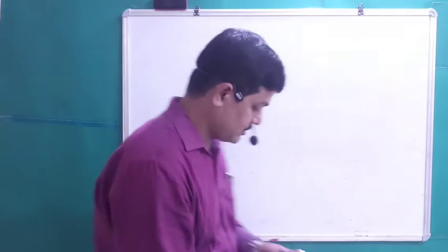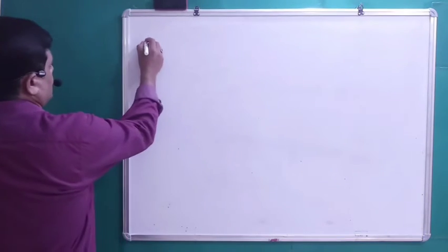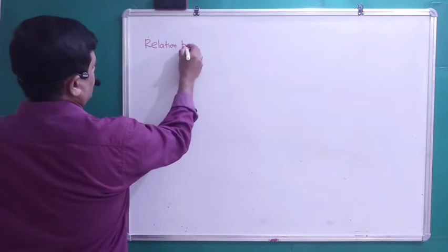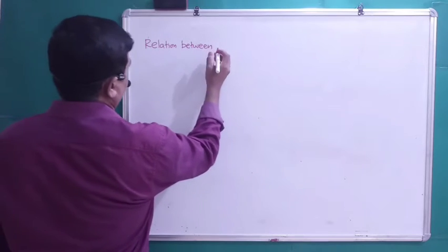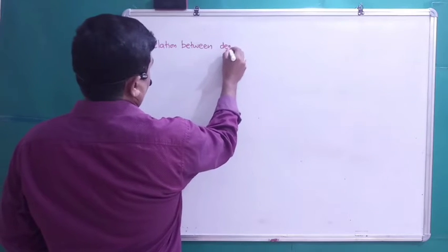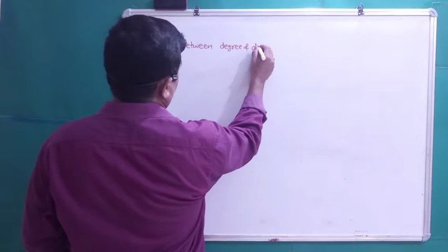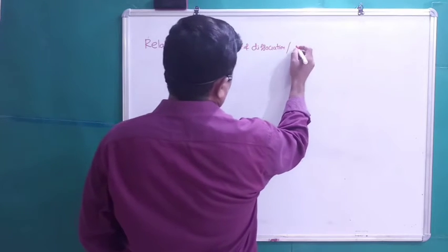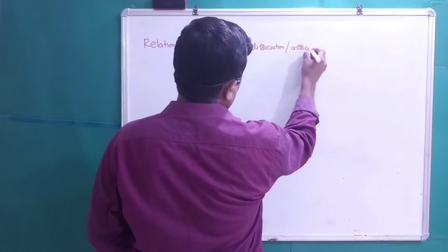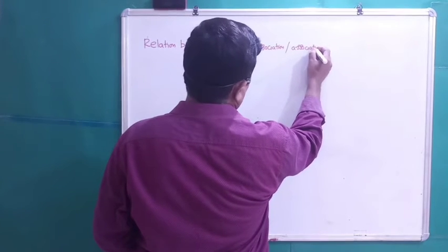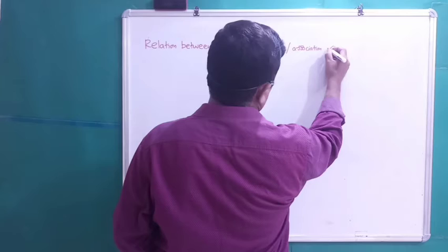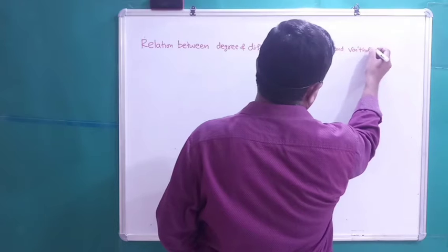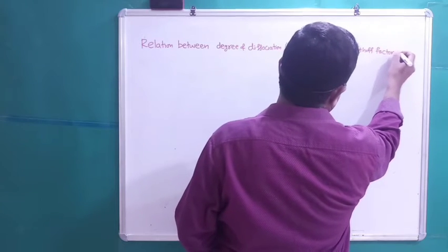Solutions. Relation between degree of dissociation or degree of association, alpha, and van't Hoff factor i.